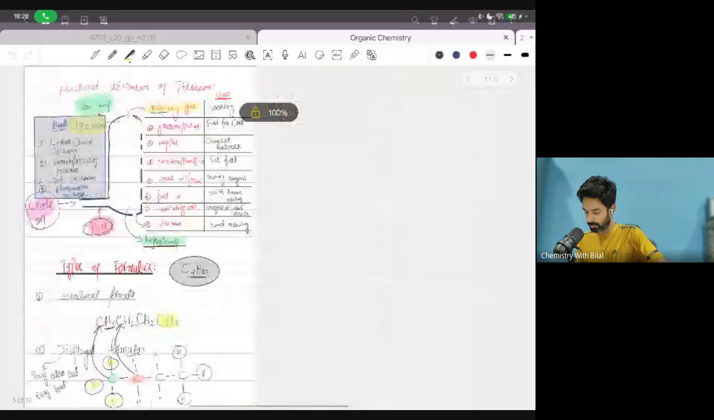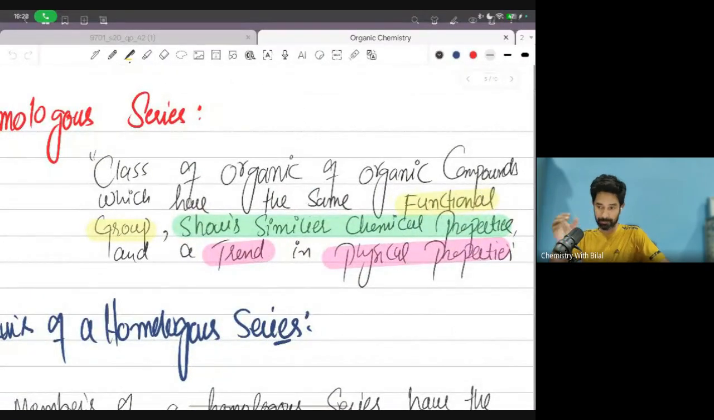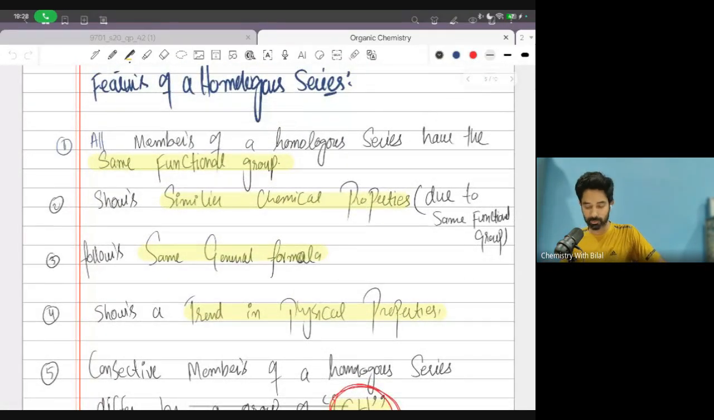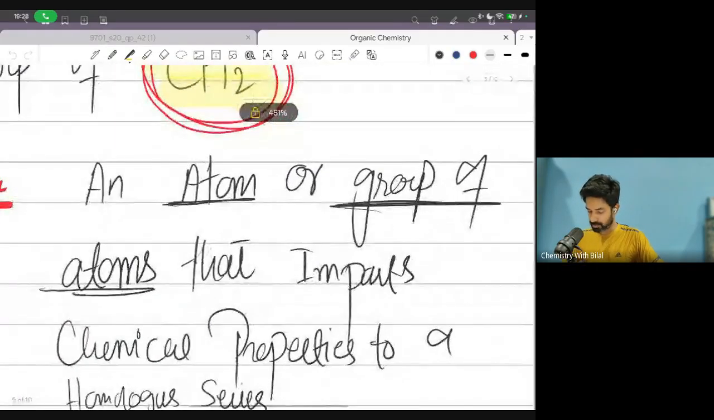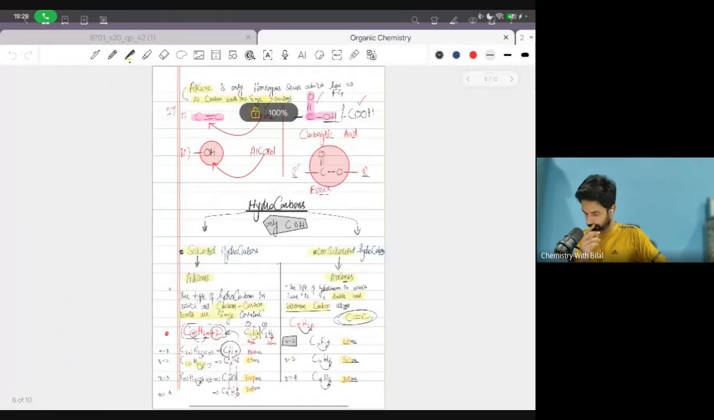And then we studied the types of formulas, in which displayed was the key. A homologous series is actually a new family, a different family of organic compounds. In our syllabus, we have 5 homologous series: alkane, alkene, alcohol, carboxylic acid, and esters. Members of the same homologous series have the same functional group. What is a functional group? It is an atom or group of atoms that decides the chemical properties of a homologous series. And because all members of a homologous series have the same functional group, they show similar chemical properties. They follow the same general formula, trend in physical properties, and differ by CH2.